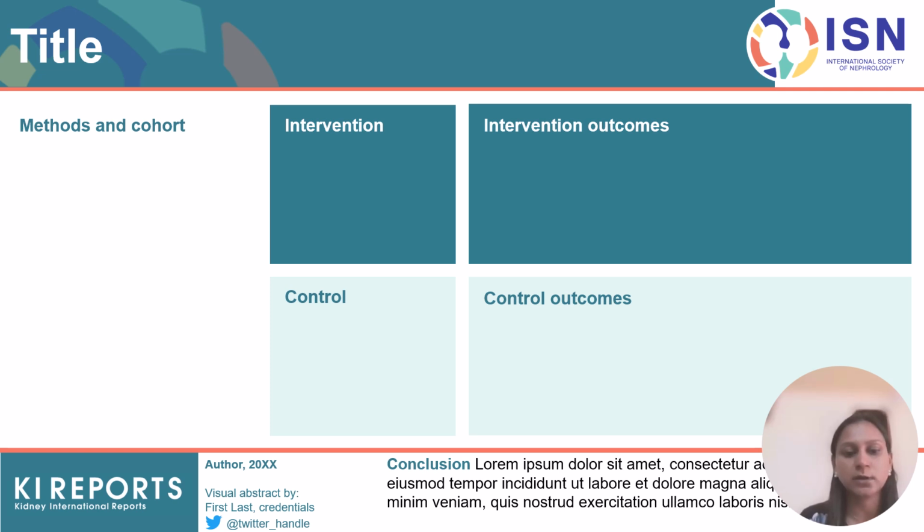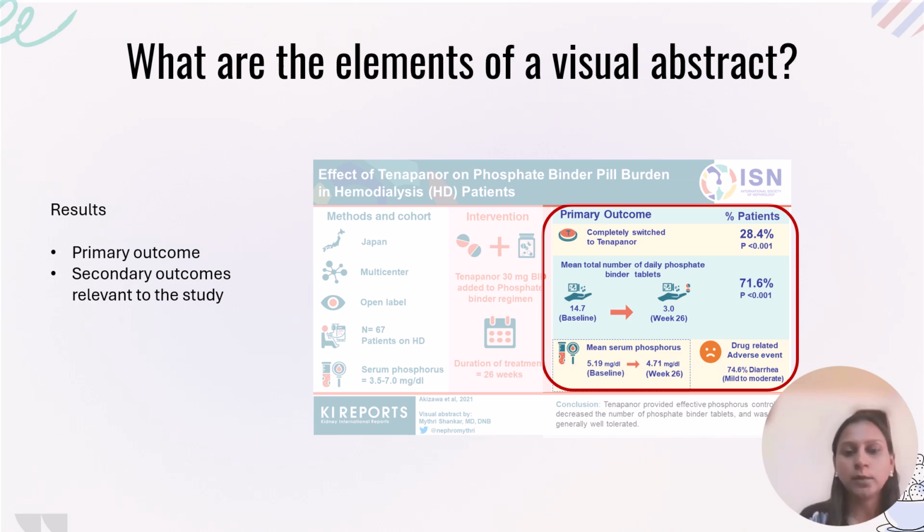So this is one of the templates that is provided by the KI reports. So you can see here that the template per se has intervention over the top and control over the bottom. Now coming to the outcomes, it is a must for you to showcase the primary outcomes, and secondary outcomes, whichever is relevant to the study, you can add into it. So the primary outcomes are a must.